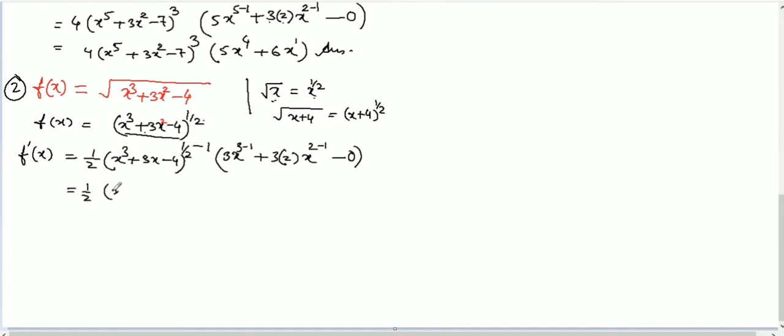So half (x cube plus 3x minus 4) to the power, half minus 1 will give you minus half, times (3x to the power 2 plus 3 multiplied by 2 is 6, x to the power 1). So here the power is minus half. We don't leave the answer with a negative power. So we have to make the power positive.